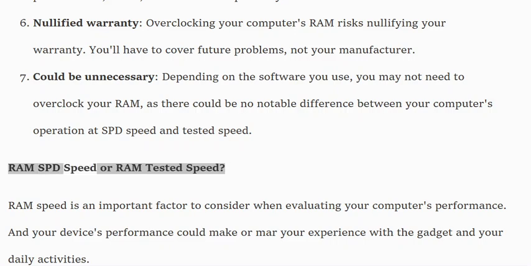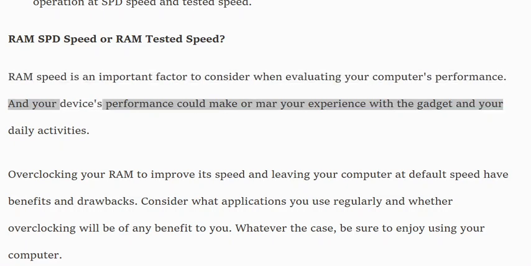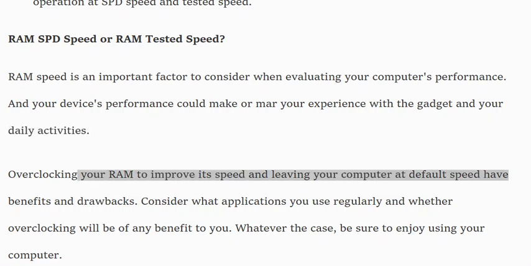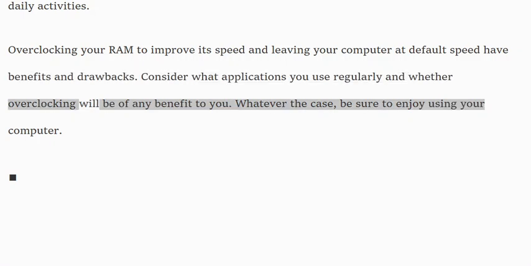RAM SPD speed or RAM tested speed. RAM speed is an important factor to consider when evaluating your computer's performance. And your device's performance could make or mar your experience with the gadget and your daily activities. Overclocking your RAM to improve its speed and leaving your computer at default speed have benefits and drawbacks. Consider what applications you use regularly and whether overclocking will be of any benefit to you. Whatever the case, be sure to enjoy using your computer.